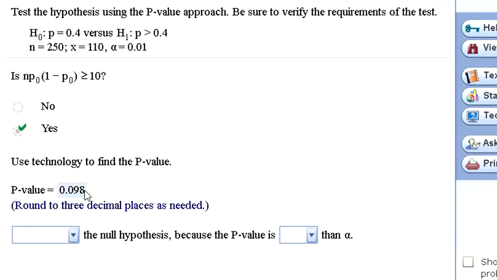Now, is that p-value less than my alpha level? Nope, it is not. We fail to reject. We do not reject the null hypothesis because the p-value is greater than alpha. That's how we make our conclusion using the p-value approach.